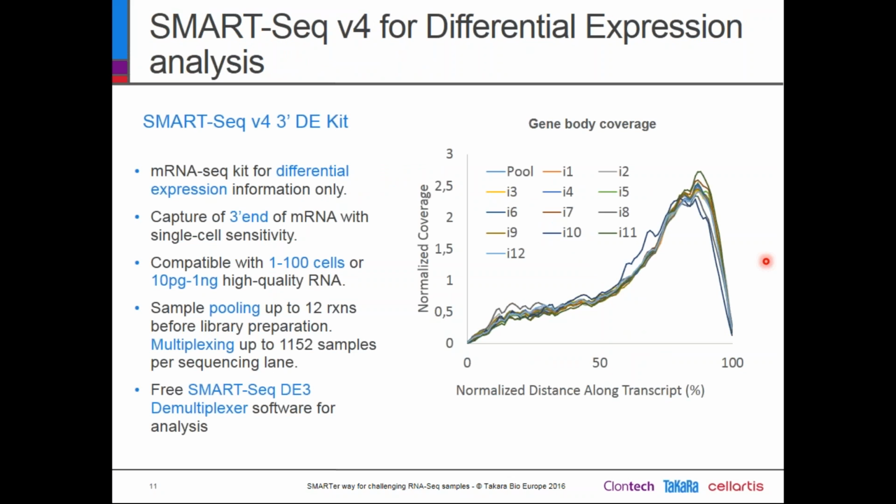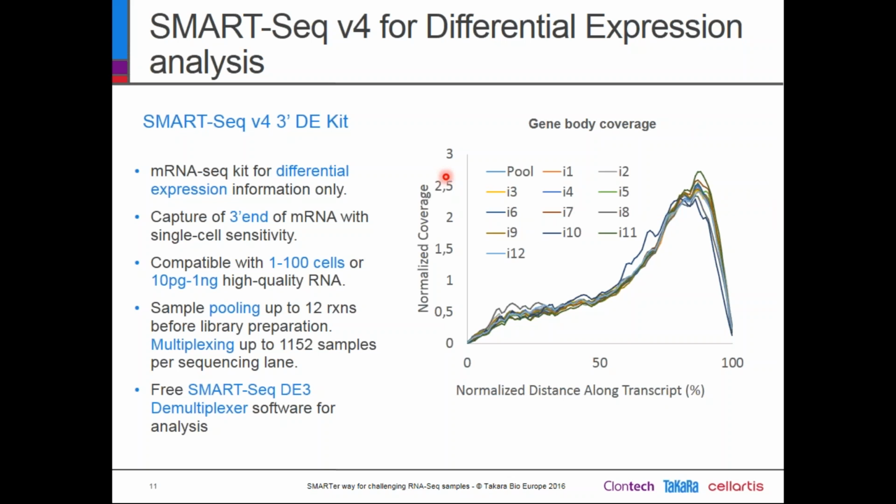But sometimes if you are interested in analyzing only differential expression between 2 populations, you don't need to have the full length information, because for this kind of analysis only getting a part of the transcript, for example the 3' end, will be sufficient to give you the differential expression information that you are looking for.